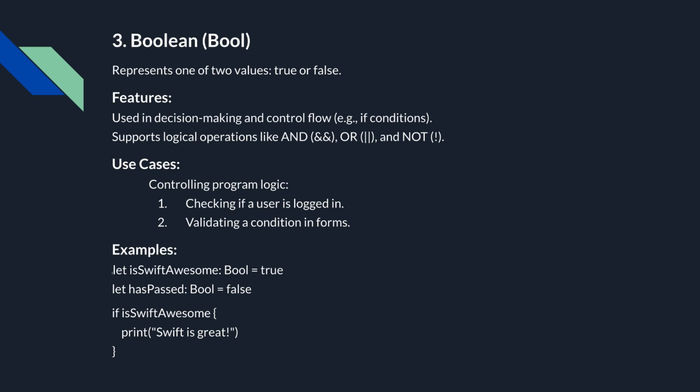Code example. Here, SwiftFun is a Boolean variable with the value true. Because it's true, the print statement is executed. Booleans are used to control logic and make decisions in your code, like running specific actions when a condition is met. By using Booleans effectively, you can make your code more dynamic and responsive to different conditions.